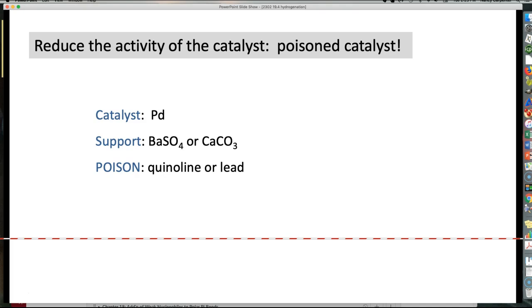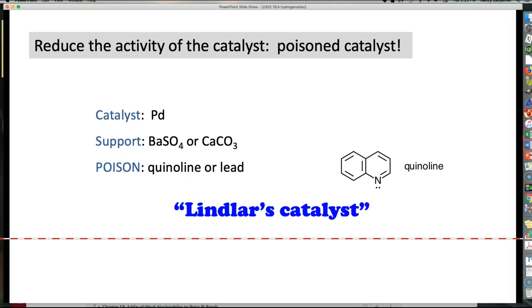So now instead of 2 parts of the catalyst, there's 3. We have the transition metal, we have the support, but now we also add something like lead or the molecule quinoline, which basically makes the catalyst not work so well. This particular mixture is called Lindlar's catalyst, but I do want you to remember that there are the 3 parts: the usual catalyst, the usual support, plus some poison.